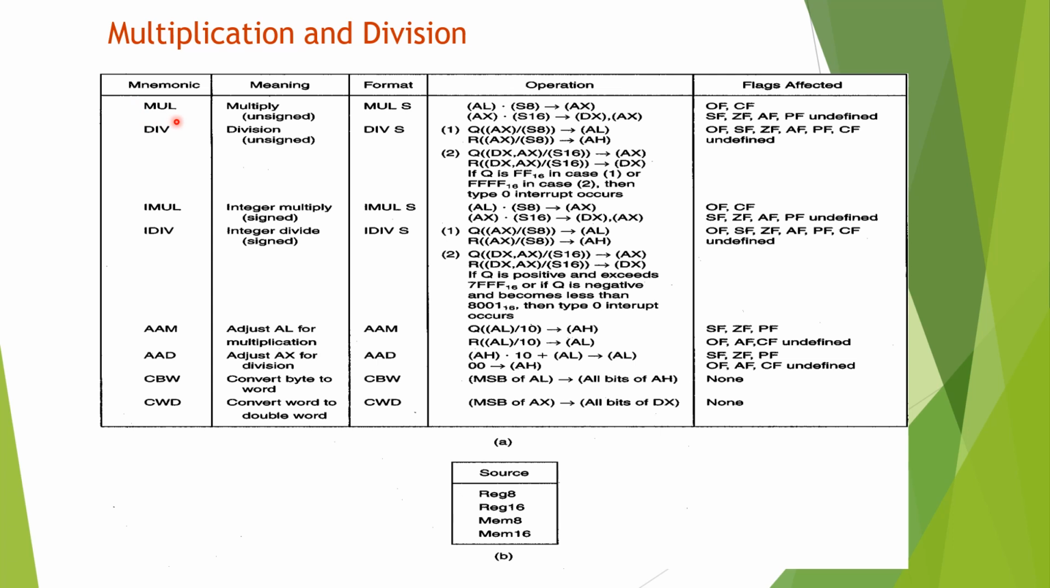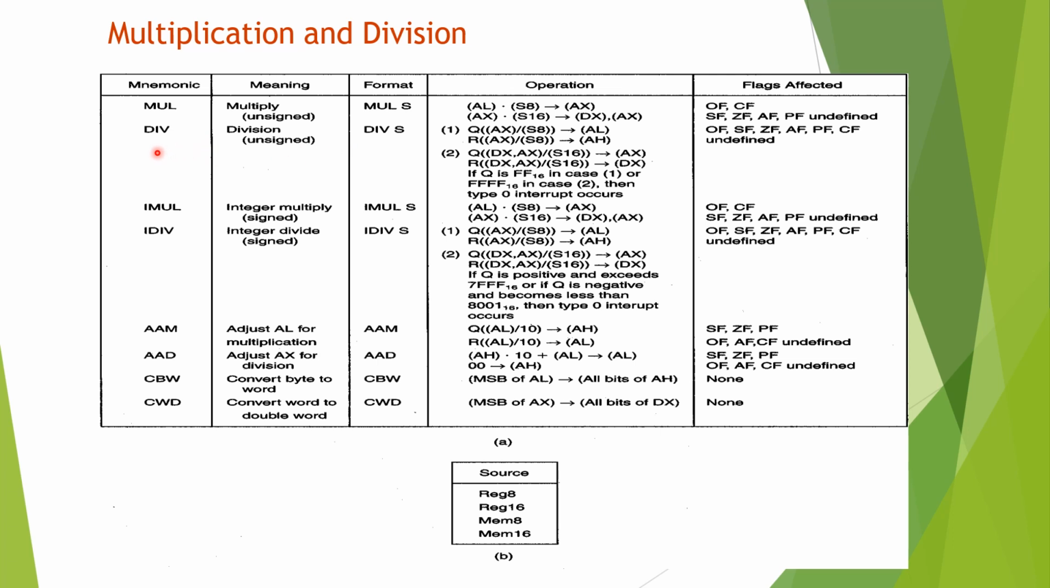MUL is the mnemonic for representing multiplication. The format is MUL S. Here you can store two 16-bit data, that is the multiplier and multiplicand, at different registers, and MUL S is specified as MUL BX, MUL CX, MUL DX, and so on. The multiplier and the multiplicand are multiplied, and the result is implicitly stored in the accumulator and the DX register.